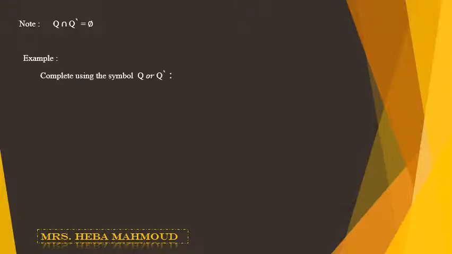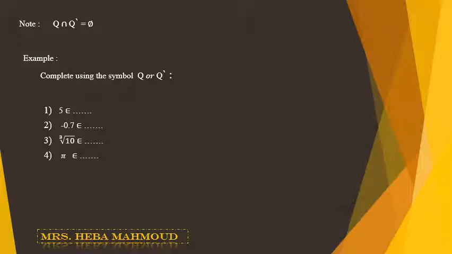Examples. Complete using the symbol Q or Q dash. Number 1: 5 belongs to Q because we can write it as a fraction, 5 over 1. Example 2: negative 0.7 belongs to Q because we can write it as a fraction, negative 7 over 10. Example 3: the cube root of 10 belongs to Q dash because we can't find the cube root of 10.